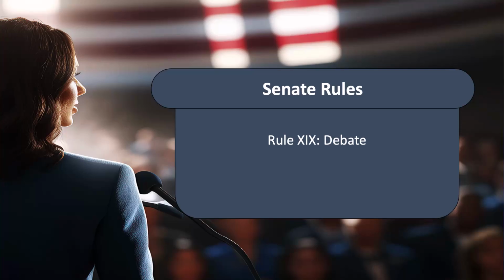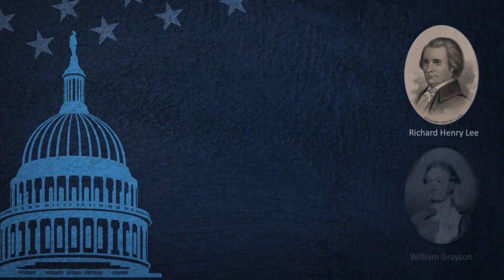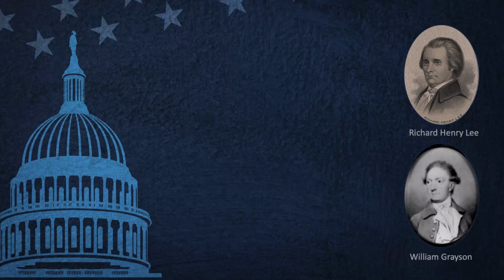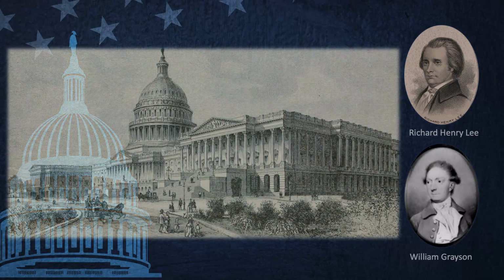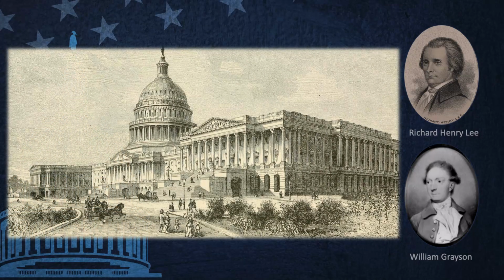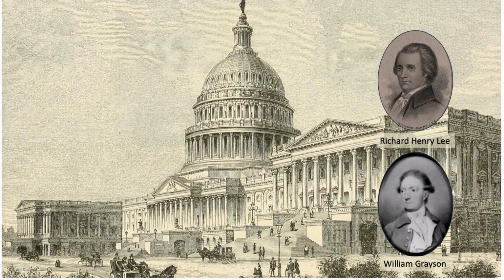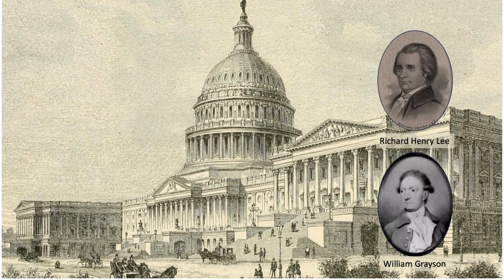The procedure to end a filibuster, known as cloture, is explicitly provided for in the Senate rules. Rule 22 establishes the process for invoking cloture, requiring 60 senators to end debate on a pending matter. The filibuster was used during the very first session of the United States Senate when, in September 1789, Senators Richard Henry Lee and William Grayson of Virginia used the tactic to block legislation that would have designated Philadelphia, Pennsylvania as the nation's capital.